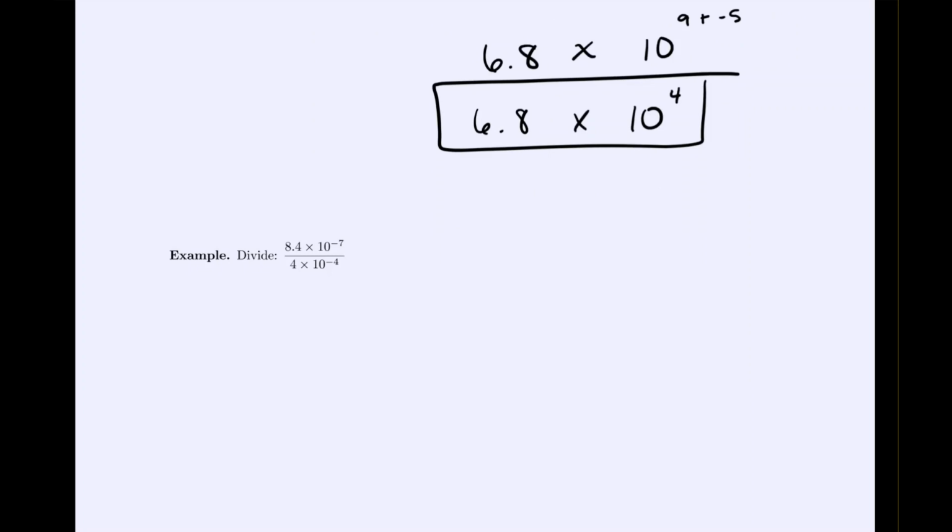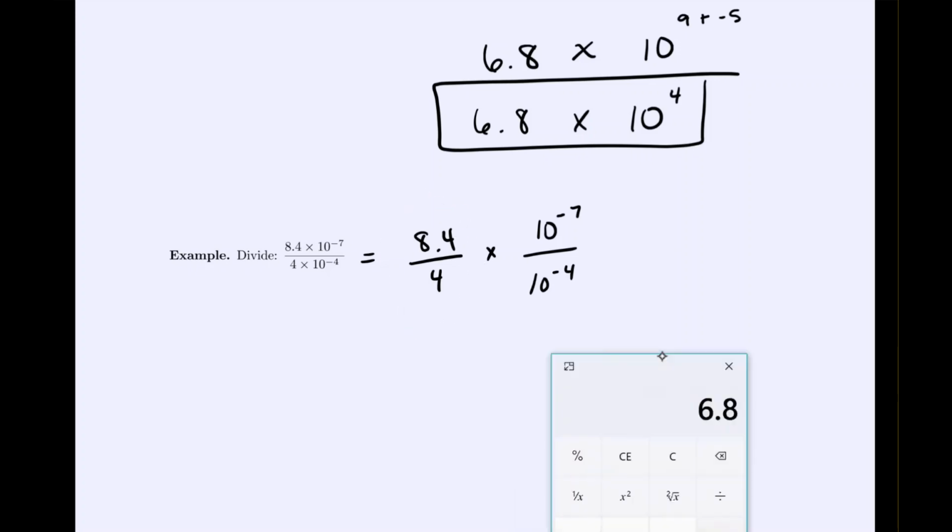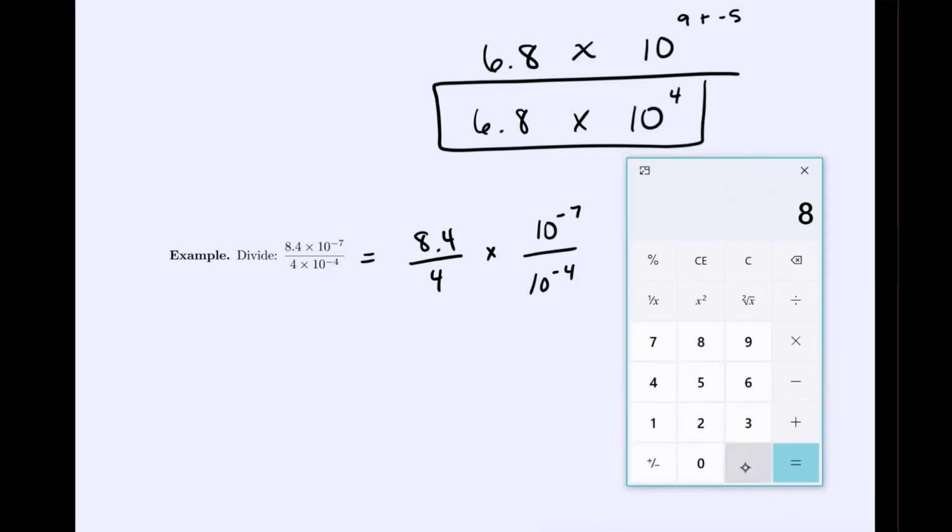Next, when dividing things, you divide like terms. And I recommend in this case splitting up the fraction into two pieces. Since this is multiplication, you can split the fraction across multiplication. So this is the same as 8.4 divided by 4, all times 10 to the -7 divided by 10 to the -4. So in this case, we do 8.4 divided by 4 in our calculator, and we would get 2.1.